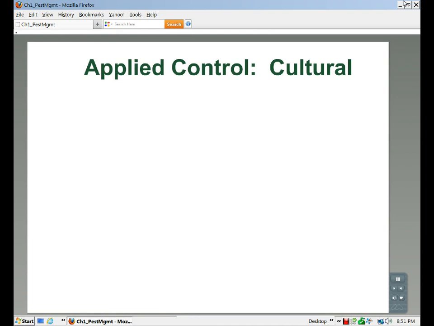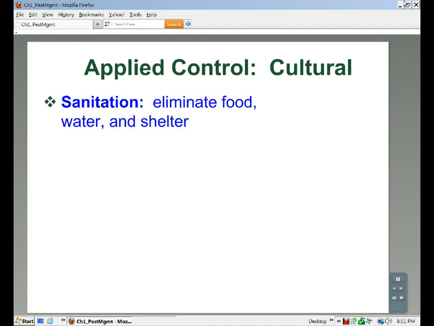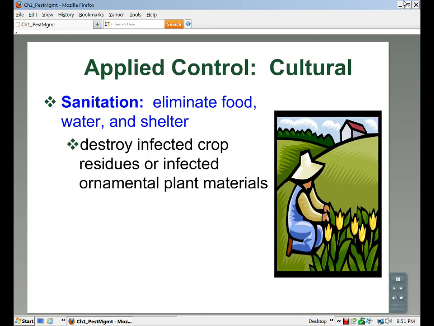A pest cannot survive if it doesn't have food, water, and shelter. Practicing sanitation reduces the source of the pest, or it eliminates food and water sources. If you have infected plant residues, they must be removed from the site and destroyed. Weedy areas near buildings, crop fields, or landscapes provide areas for pests to hide.